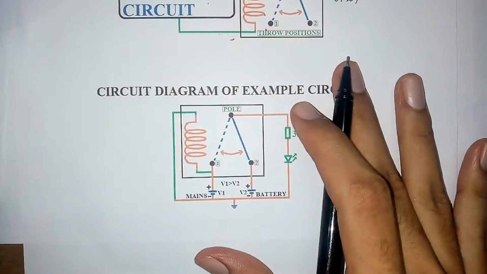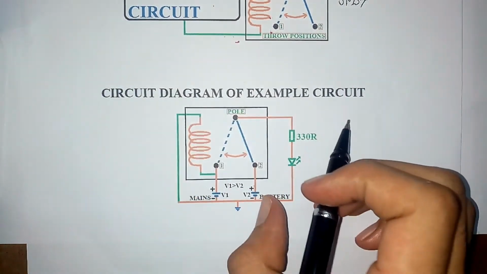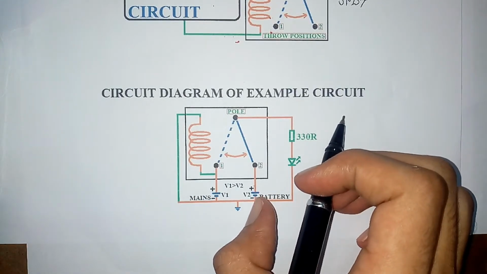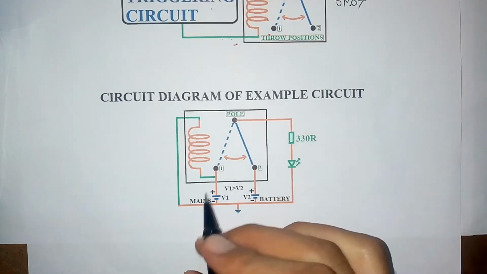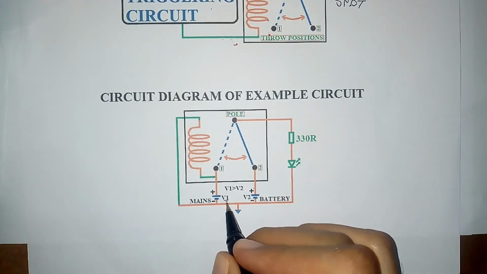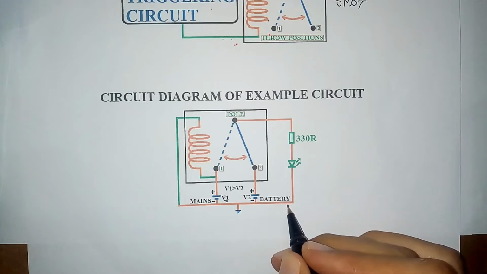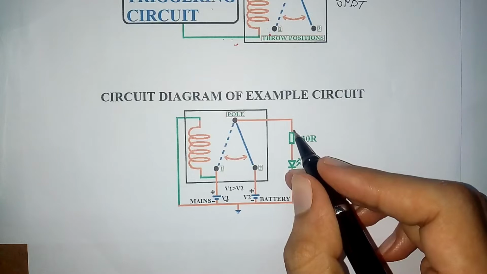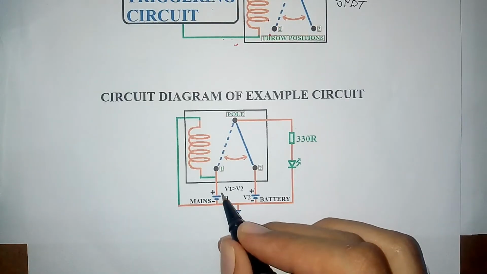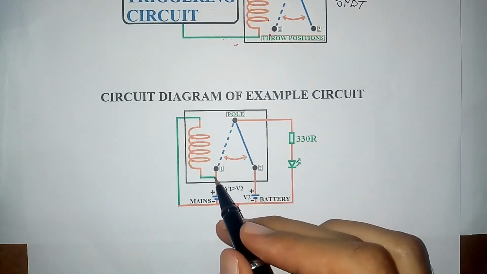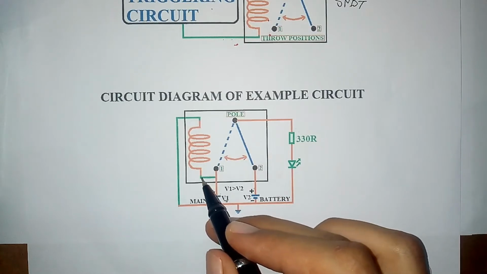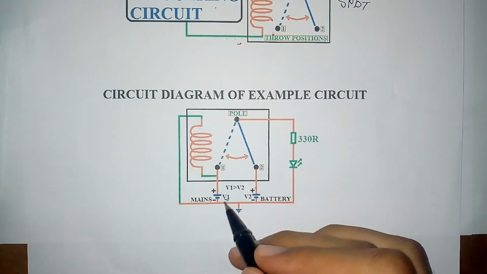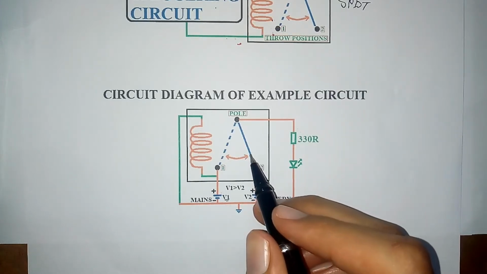Now let's do a small demo experiment. This is the circuit I made that resembles an inverter used in home, in which V1 is the main supply and V2 is the inverter battery, and this will act as load. So when the main supply is cut, the relay will be triggered and the supply will be switched from mains to battery. Now let's do it practically.